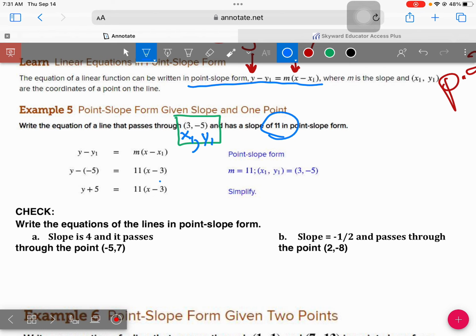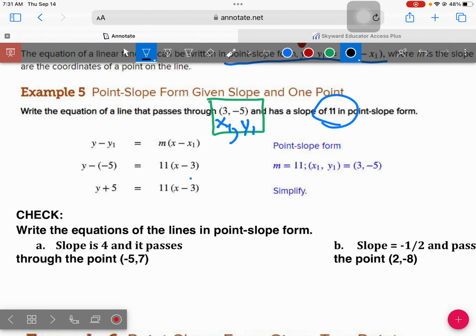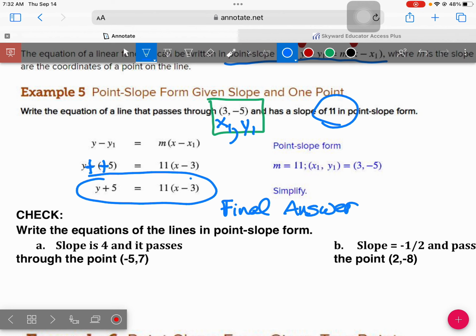You cannot subtract a negative. So here we change it to adding the opposite. So that becomes y plus 5 equals 11 times x minus 3. And that is your final answer. We're not going to distribute the 11. We're not going to do anything else like that. That is point-slope form. Okay?